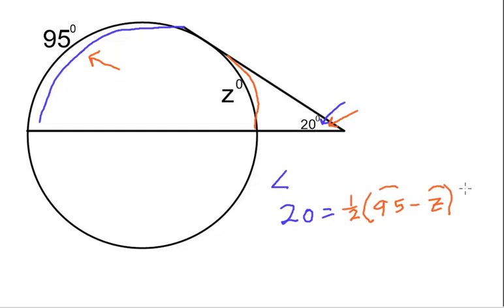The reciprocal of 1/2 is 2. So if I multiply this side by 2, I also multiply this side by 2. And when I do that on here, 2 times 1/2 is 1, so these cancel out. And this becomes 40 equals 95 minus z.